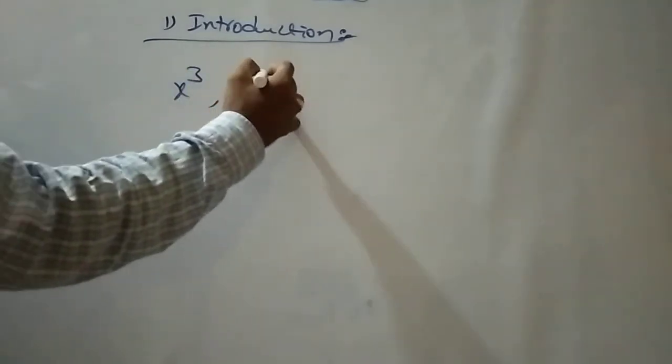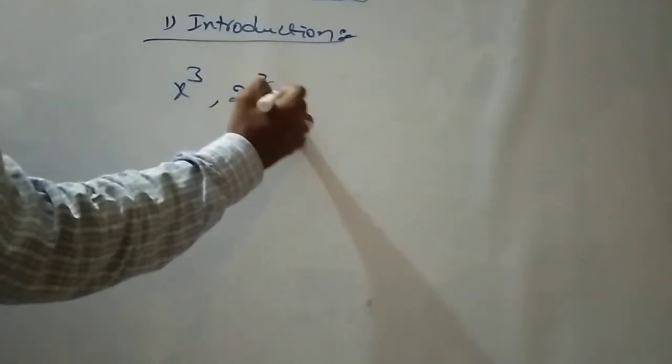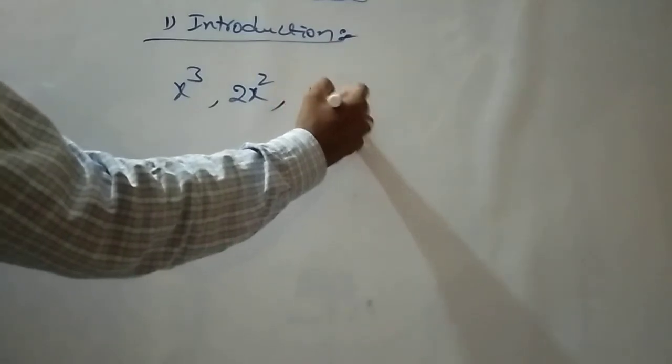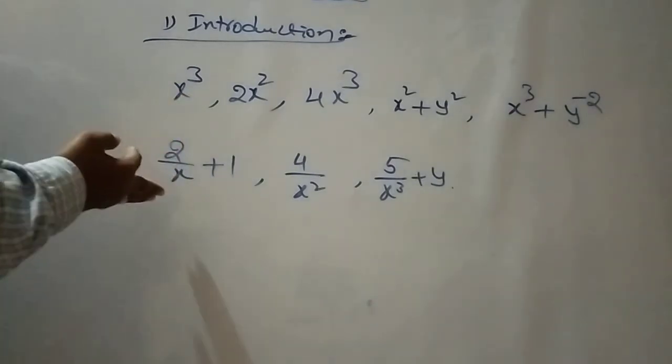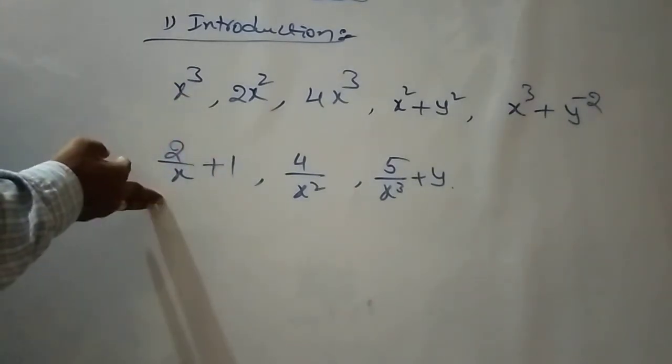Now I will write some expressions. Already you know what an expression is. I will write some examples. X cube, 2x square, some 4x cube. Now I gave some examples here. I wrote some expressions here.